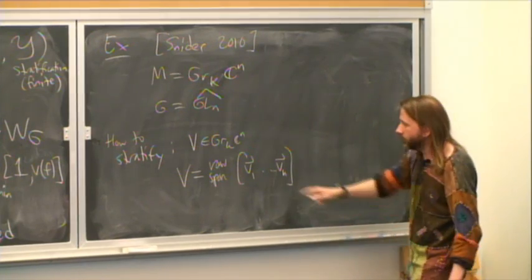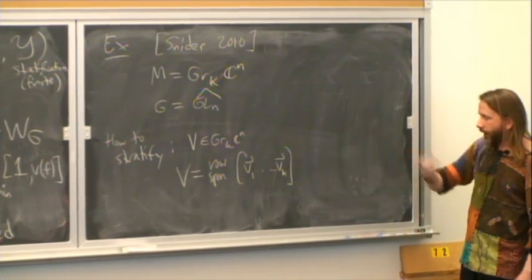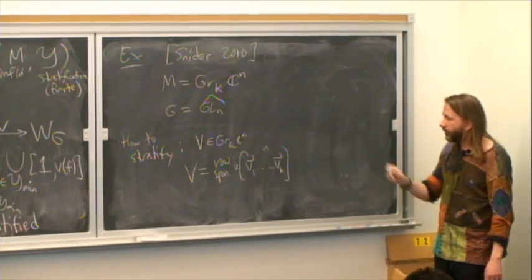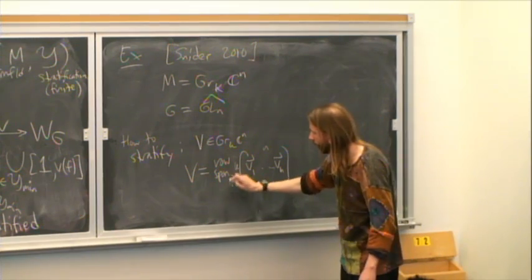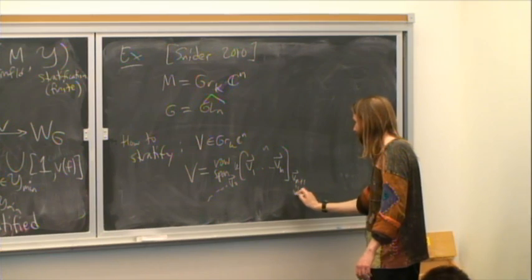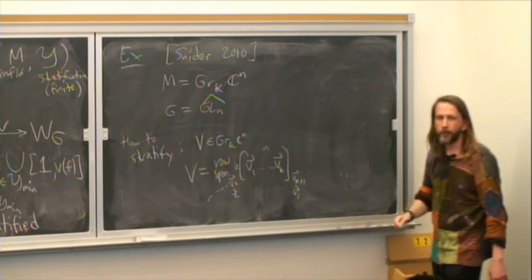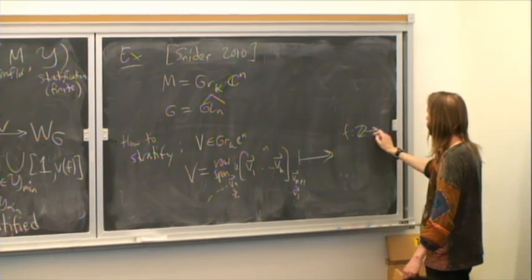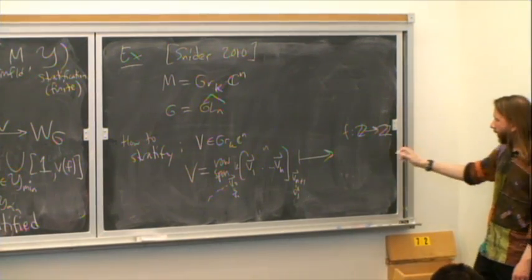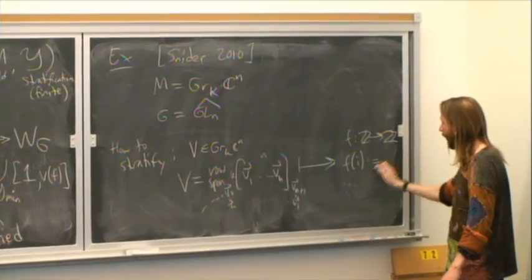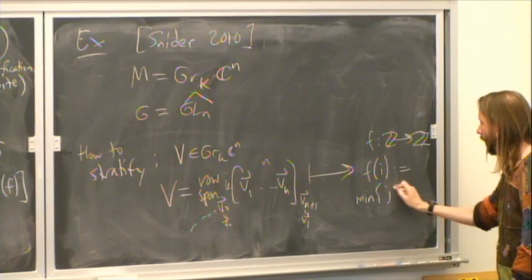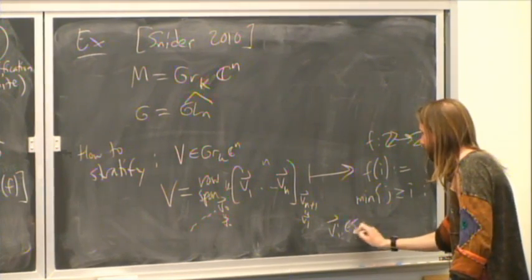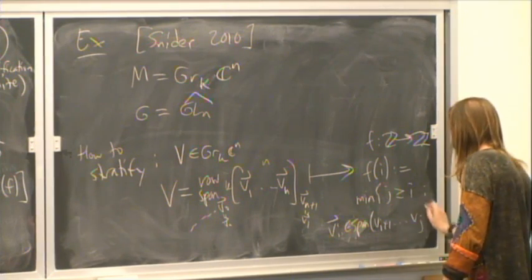So my element is going to be the span of this k by n matrix. And instead of thinking of this as a list of n vectors, I want to think of it as an infinite list of vectors, but they will be periodic. Okay, so I've got this infinite list of vectors, and the invariant that I want to attach to this is a function from Z to Z. And what the function does, f of i is defined as the minimum of j more than i, such that vector i is in the span of vector i plus 1 up to vector j.